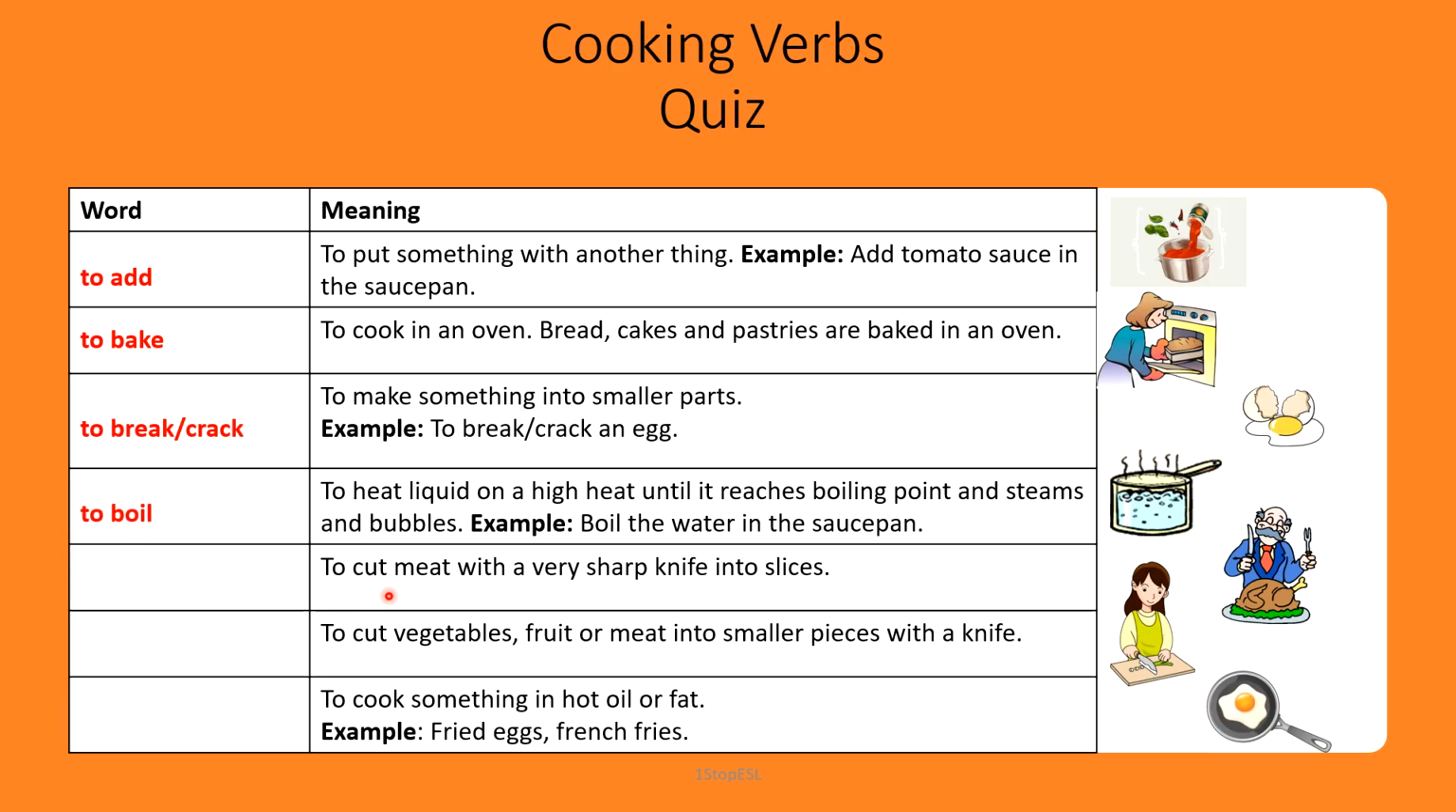To cut meat with a very sharp knife into slices. The verb, to carve. Next, to cut vegetables, fruit or meat into smaller pieces with a knife. To chop. Last one, to cook something in hot oil or fat. Example, fried eggs, French fries, and to fry.